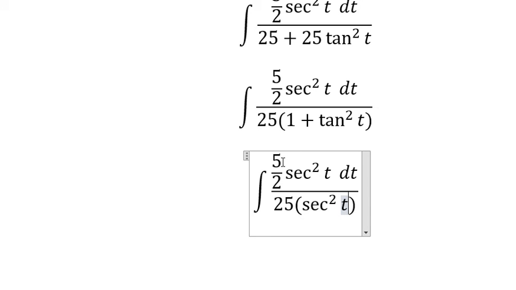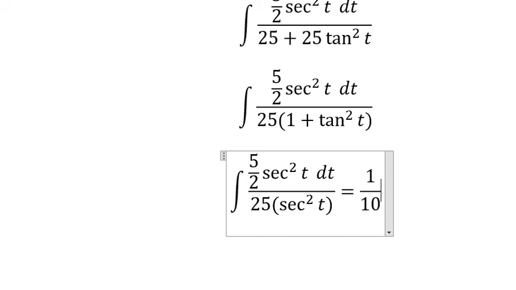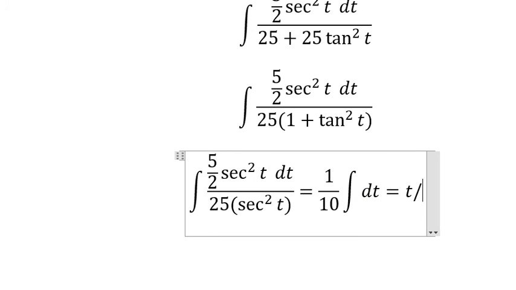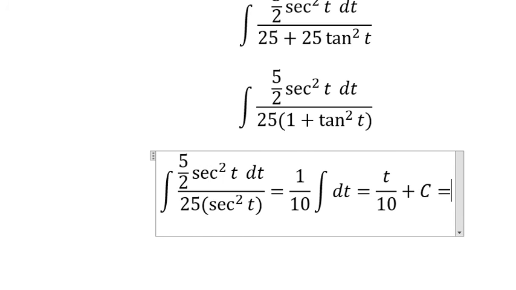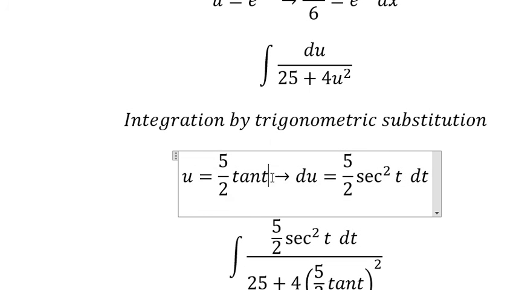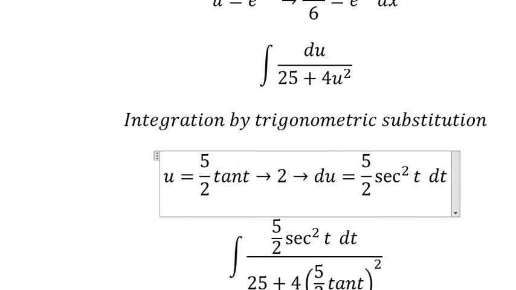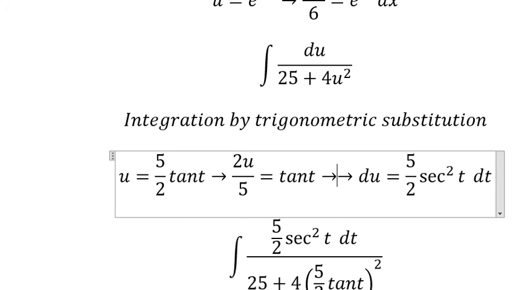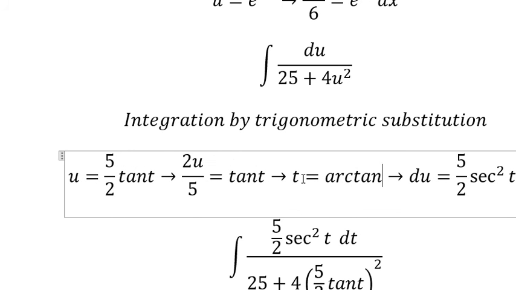5 over 2 divided by 25, you got 1 over 10. And we have the integral dt. And we got t over 10 plus c. About t, we go back in here. So we divide both sides by 5 over 2. And you got 2u over 5 equal to tan t. And we got t equal to arctan of this number in here.